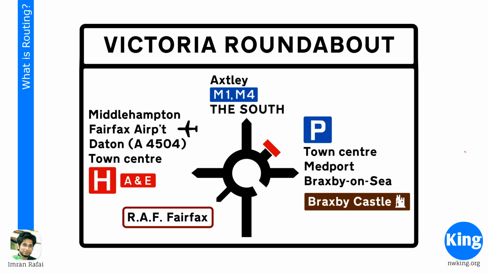Let's assume we see such boards throughout our daily life. When we commute, drive through the roads, we have these signs all around, right? So this is when you're approaching a roundabout. It says the first exit takes you to RAF Fairfax. The second exit takes you to the airport. The third exit will continue on M1, M4 south, right? The fourth exit is blocked. Fifth exit will take you to the town center, right?